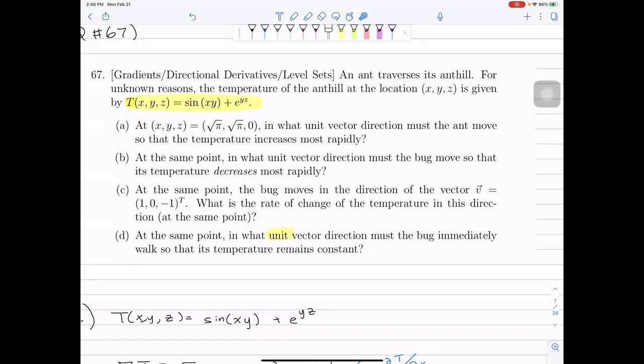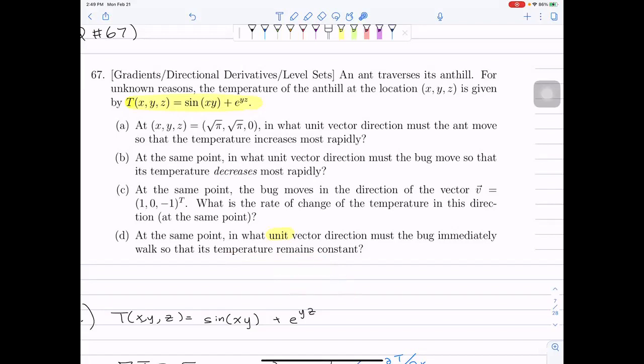And what is this dot product? It gives you a number. It gives you negative square root pi a minus square root pi b plus square root pi c. And we want to set that equal to 0. So the answer to this question is that any vector satisfying this equation equals 0 will give you a vector such that the temperature remains constant.